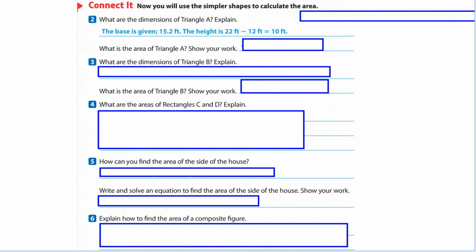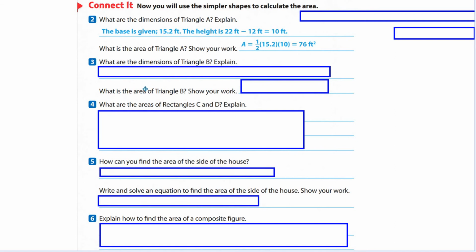Now, you will take the formula and plug it in. As you can see, area equals 1/2 times base, which is 15.2, times height, which is 10. And when you do the math, you'd get 76 feet squared. Okay?